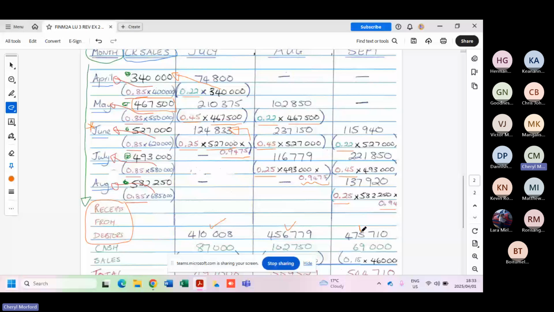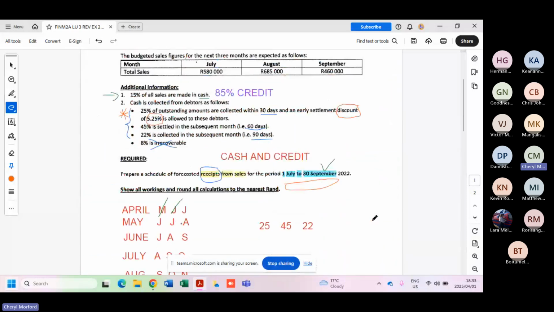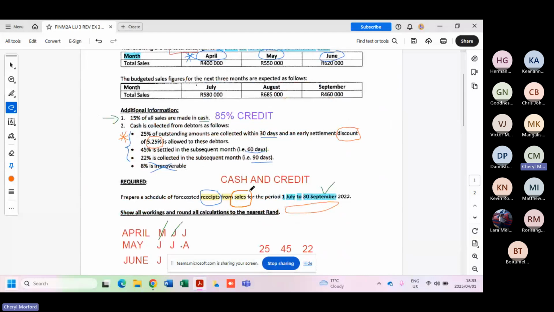But remember now that each of those totals is having a little bit received from a sale in this month, another bit received from a sale in another month, etc. So now I've made more sense of it. I now have the total receipt in each of the months, irrespective of the sale month. Now, because my question said, let's go back to it, receipts from what? Sales. I've done half of it. I've done the credit. I still need to sort out the cash.